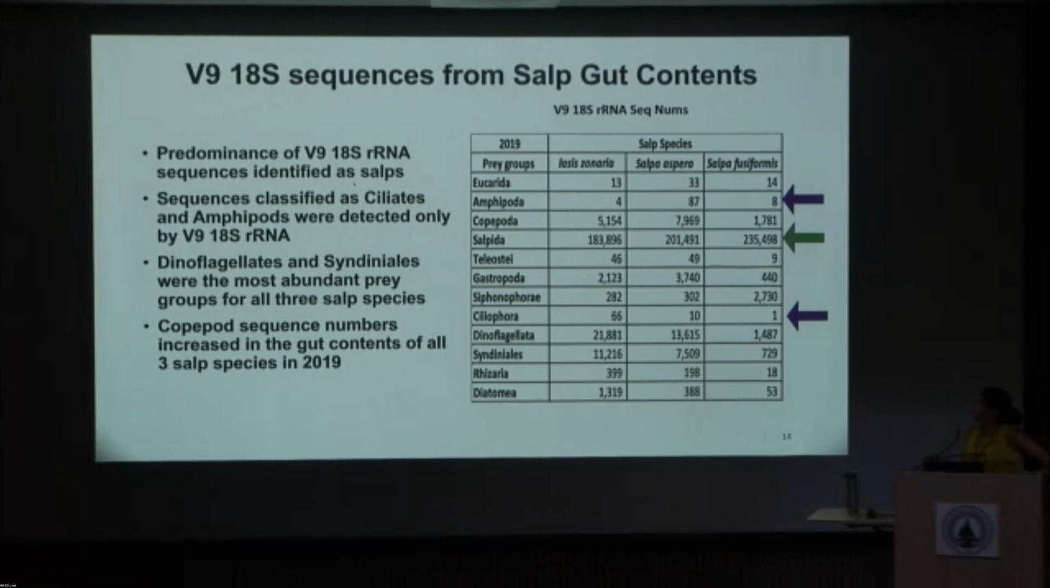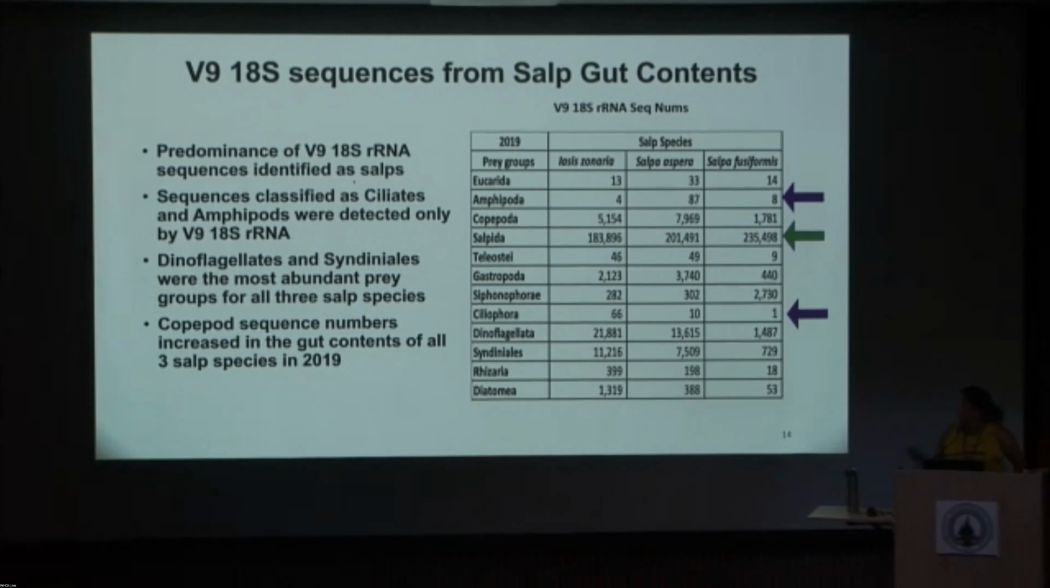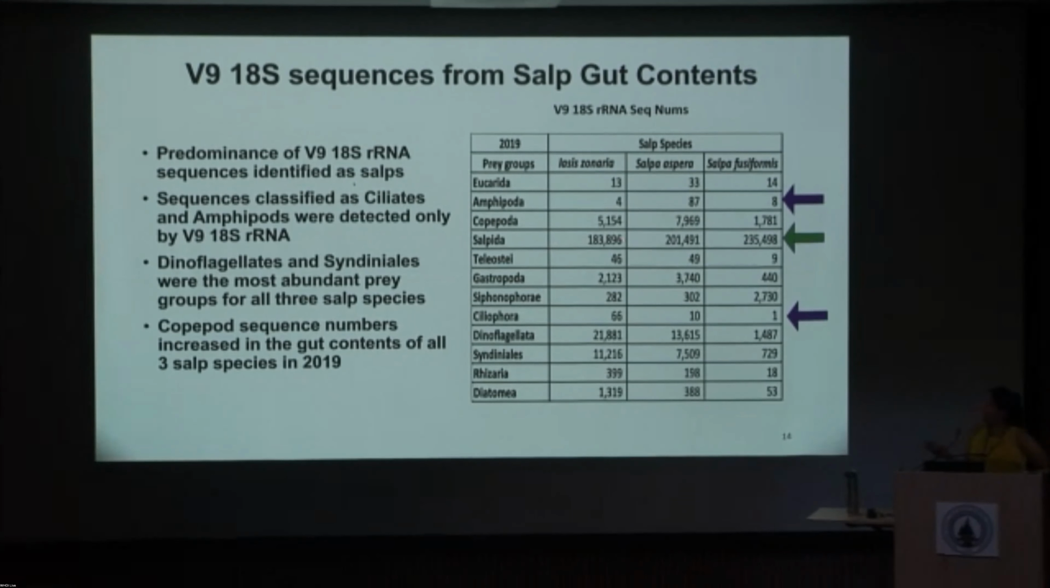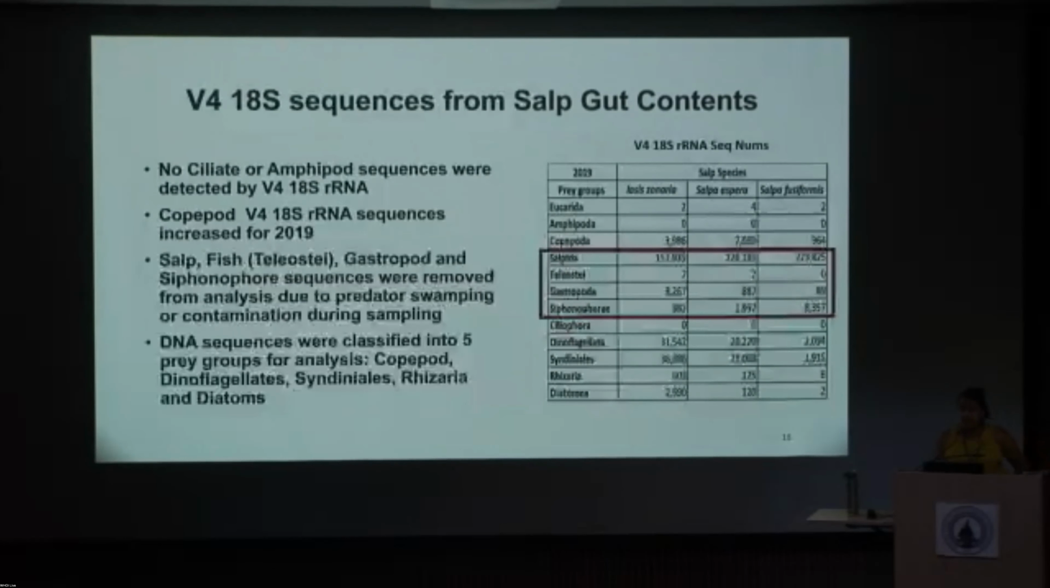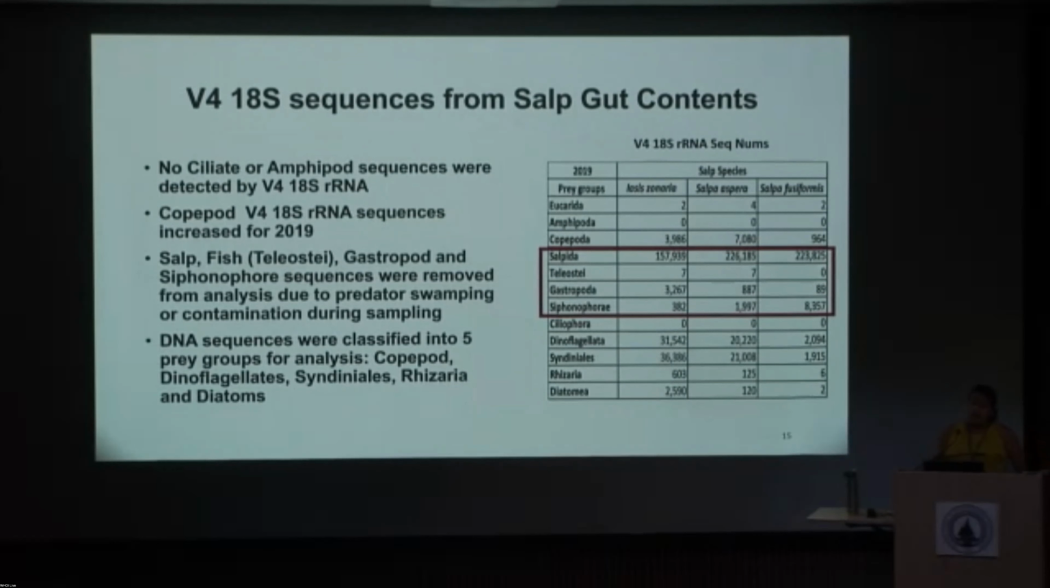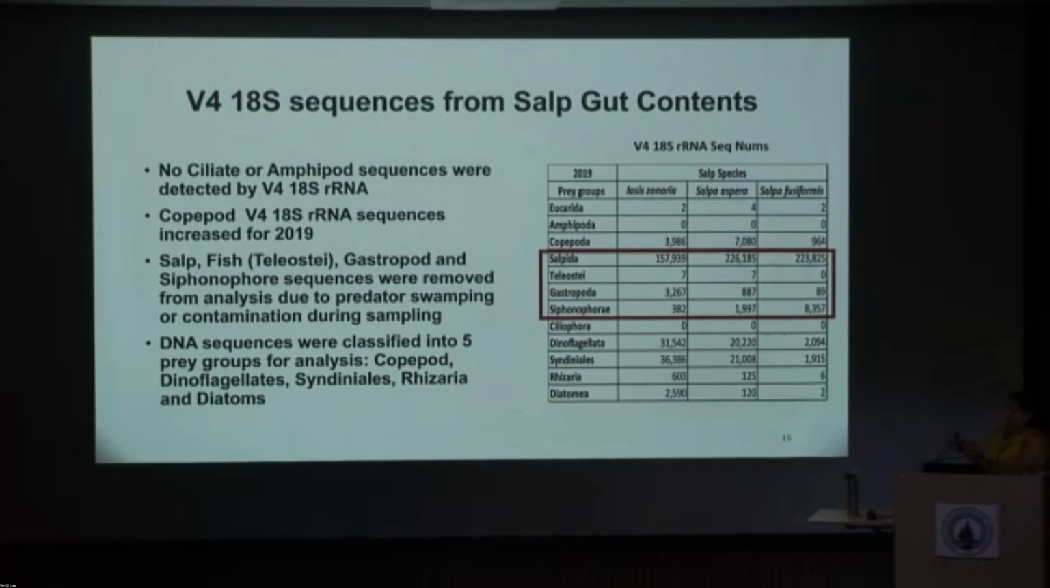But we also observed that dinoflagellates and Syndiniales, which are parasites, were highly abundant in the prey components for 2019. I'm only showing 2019, but there were similar patterns for 2018 as well. And the copepod sequences were definitely higher also for 2019 with the V9 results. And now for V4, remember, this is also 18S, and I'm just going to show results for all the groups. And as I mentioned before, there are biases with these markers.